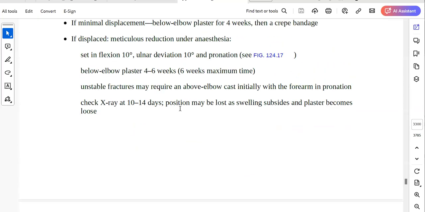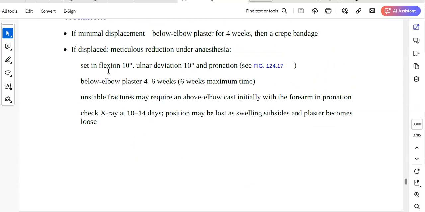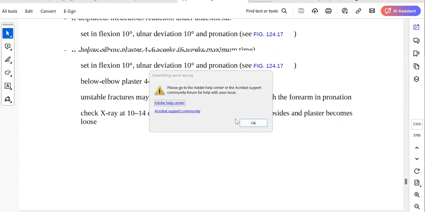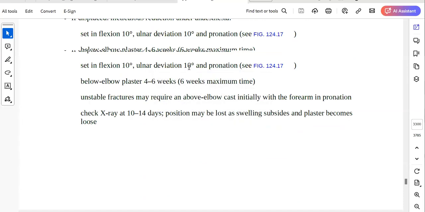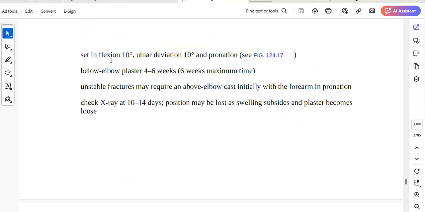Now, how we position this cast comes in exam sometimes. We put the wrist in 10-degree flexion, 10-degree ulnar deviation, and pronation. Easily you can remember by writing FUP. FUP means flexion, ulnar deviation, and pronation. That's how we mainly do the plaster casting, which is a below elbow plaster cast for Colles fracture. And this has to be there for at least 4 to 6 weeks.